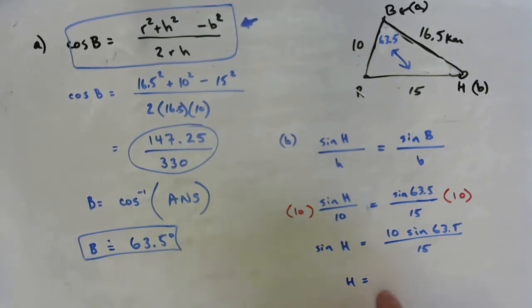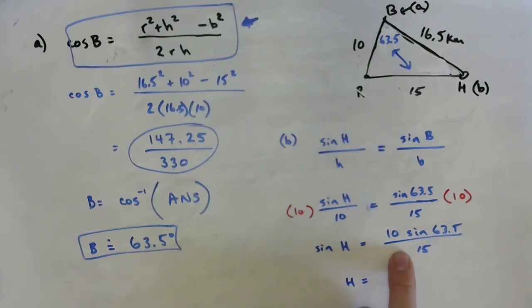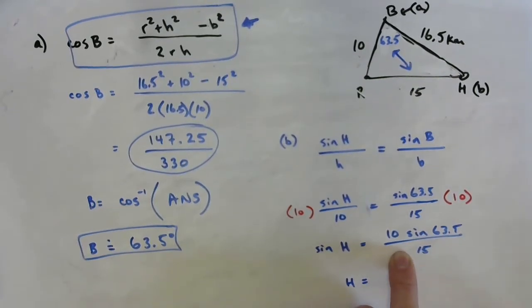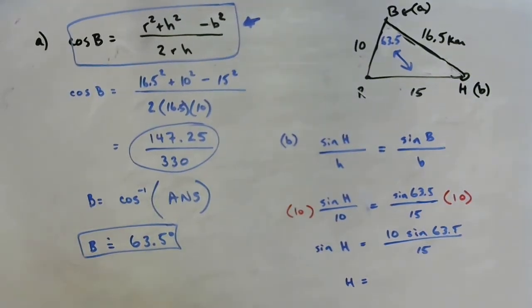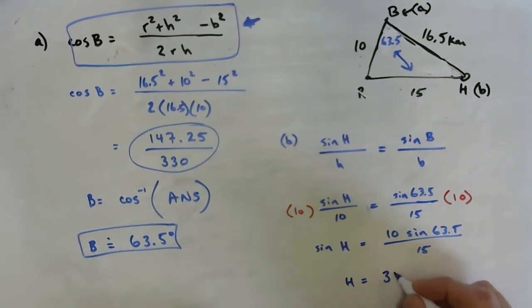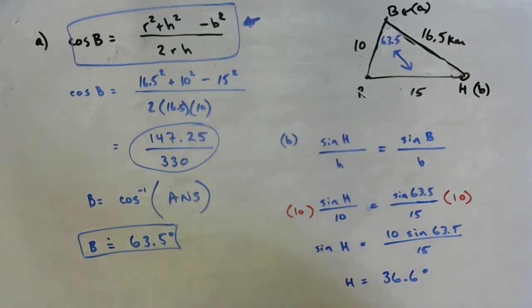Or I could do inverse sine and then put this whole thing in brackets, but then I need to make sure I'm good with my brackets. I need to know how to do it properly in my calculator, or I'm going to mess it up. But I just do this, and I actually do this in 2 steps. I go 10 sine 63.5, enter, divided by 15, enter, and then I'll take second function, sine, second function, answer, enter. 36.6 degrees, and that is approximate.